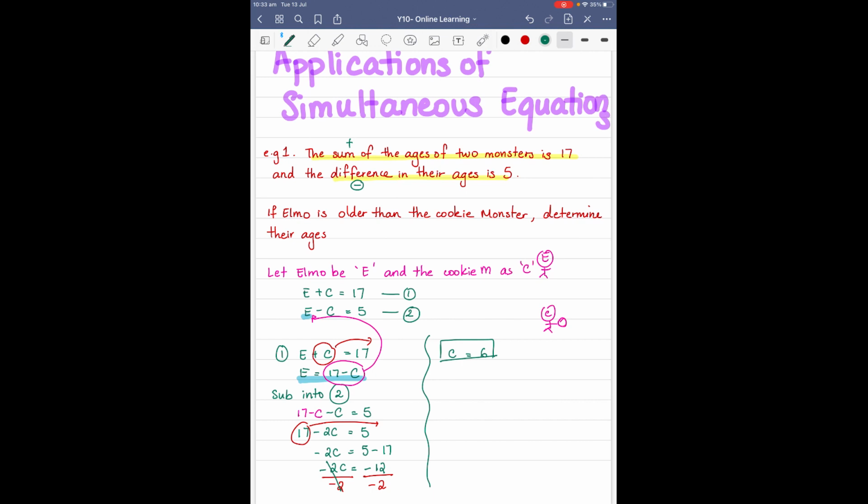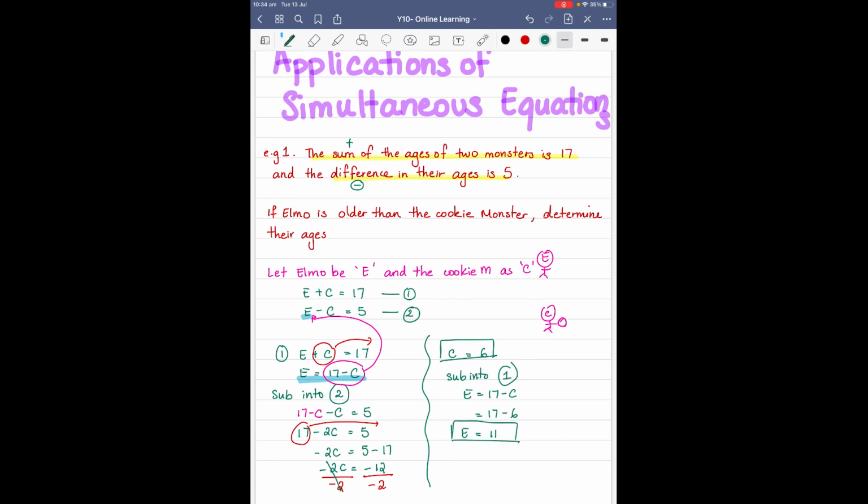Now we need to find Elmo's age. You can choose to substitute it into any one of these equations. I'm going to use this one because Elmo is already the subject. So we're going to say sub into 1. So I'm going to rewrite it. E equals 17 minus C. The Cookie Monster's age is 6. So Elmo is 17 minus 6, which is 11.